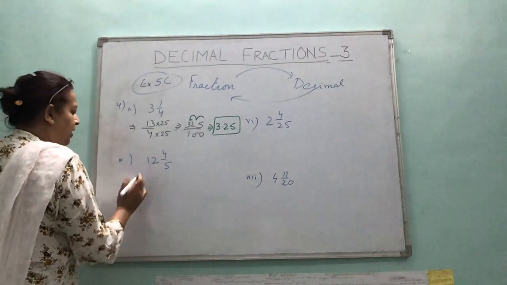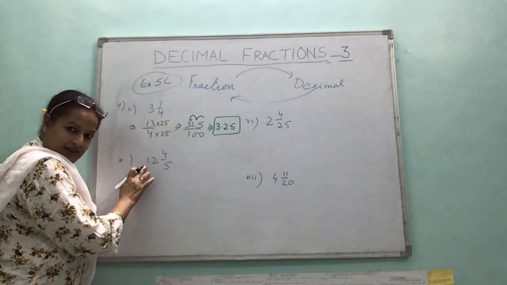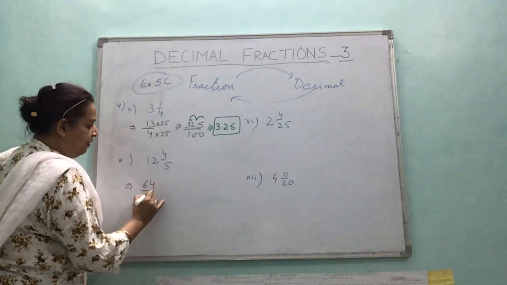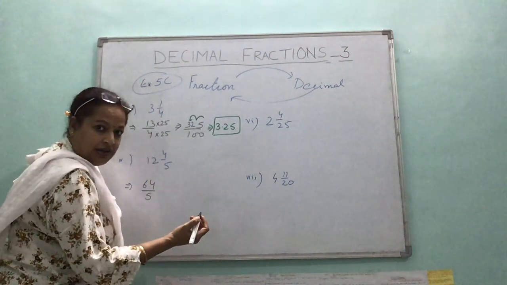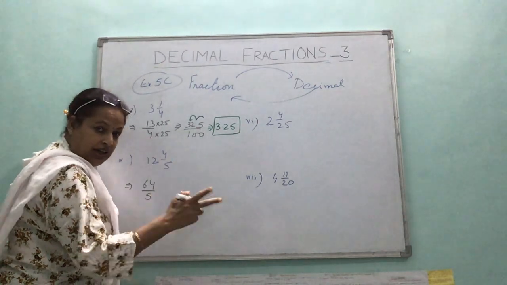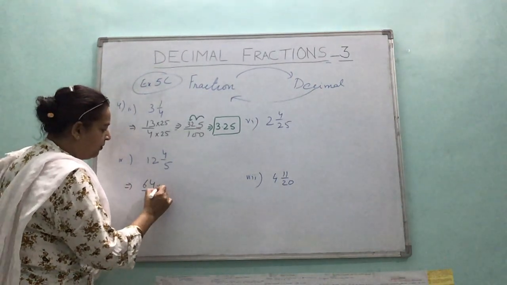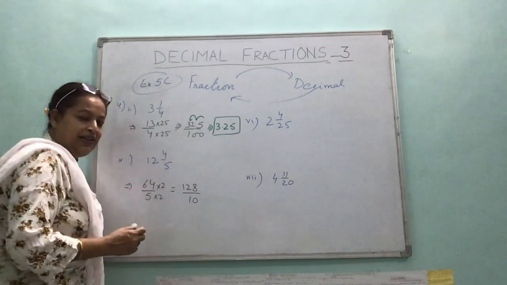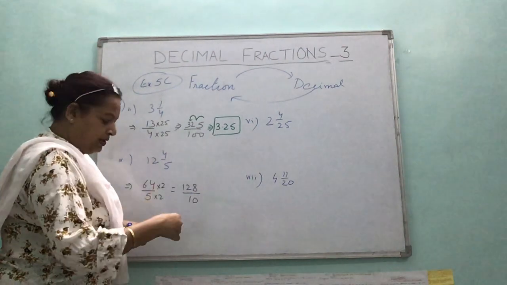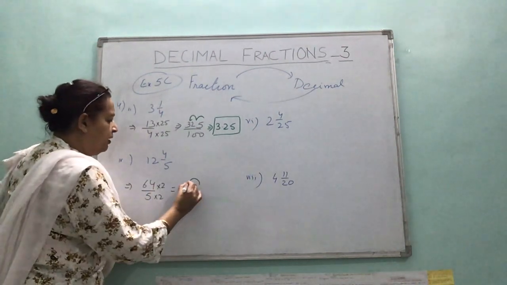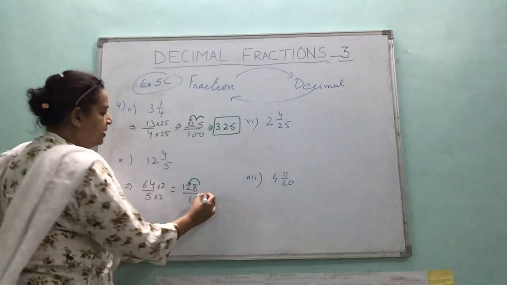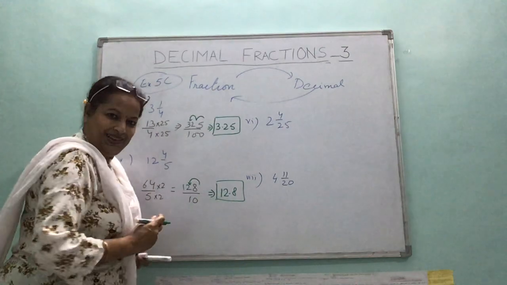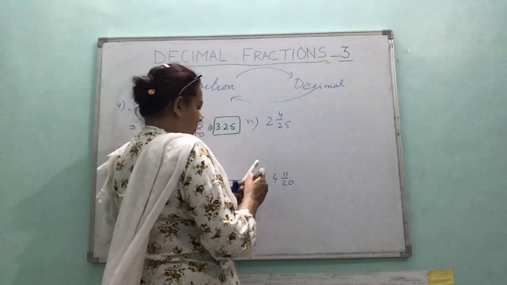Alright. 12 5 times is 60, and 4, 64 by 5. Now 5 can be easily converted to an equivalent fraction with denominator 10. So I multiply by 2. So 8, 128 by 10. How many zeros? 1 zero. So how many places from right to left? 1 only. So what is my answer? 12.8. Right? Easy? Okay, now see the next one.